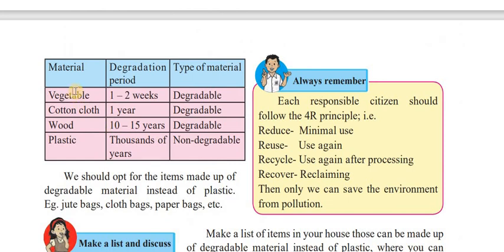Here some substances or materials are given, the period to degrade or decompose, and the type of material is also given. Vegetable takes 1 to 2 weeks to decompose and it is degradable. Cotton takes 1 year, it is degradable. Wood takes 10 to 15 years to decompose and it is also degradable. But plastic takes thousands of years and it is non-degradable.